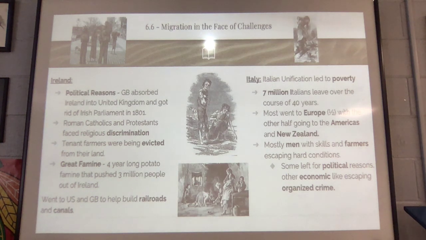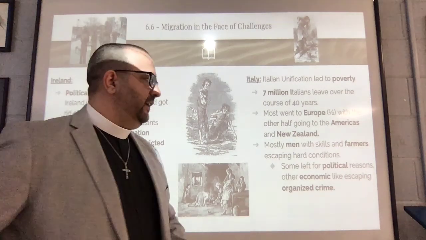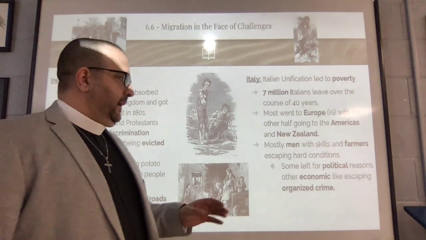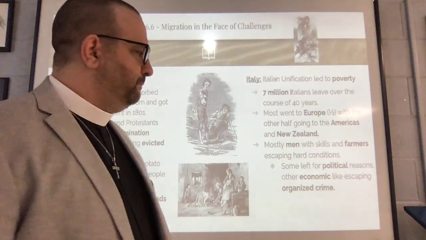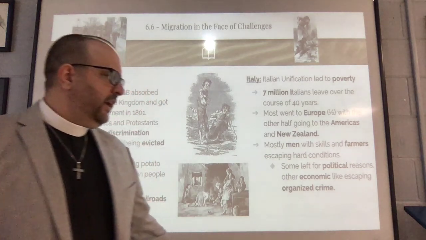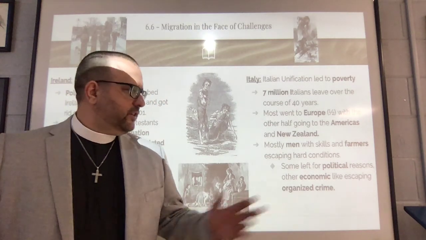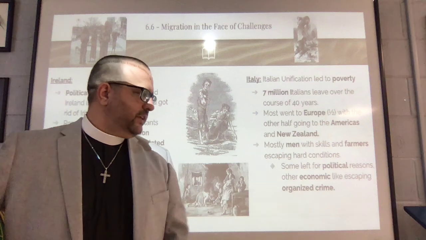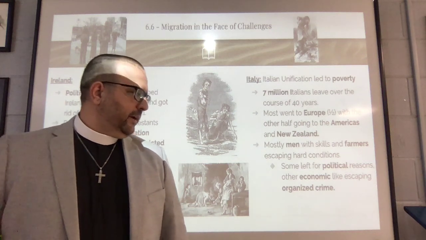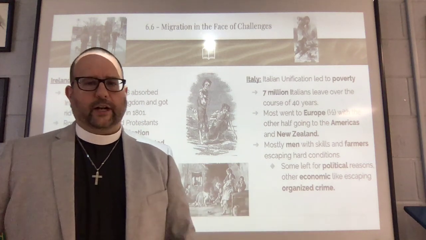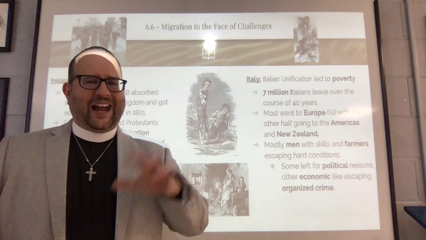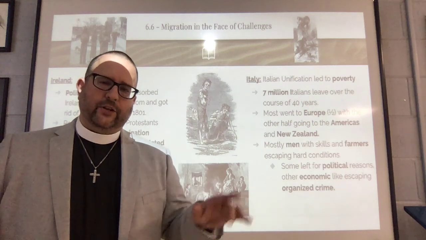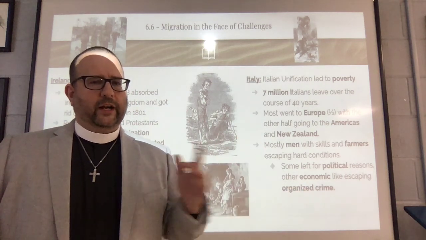Okay. Moving over to the boot, Italy. Italy unifies in the middle part of the 19th century. And over the course of 4 decades, about 7 million Italians leave. Most of them go to other parts of Europe, with the other half coming here to the U.S. or the Americas and to New Zealand. Now, it's mostly men with skills and farmers that are trying to escape hard conditions there in Italy. Some left for political reasons, others left for economic reasons like escaping organized crime, which Italy, as you know, is pretty notorious for.